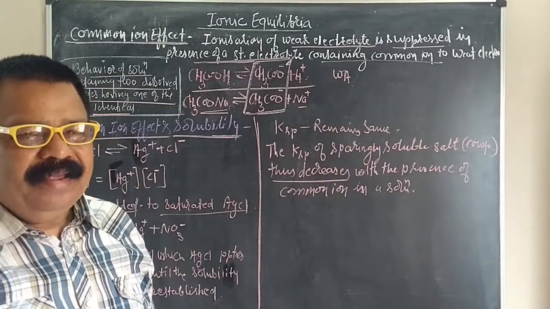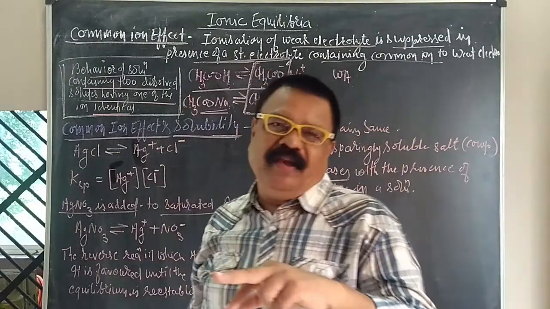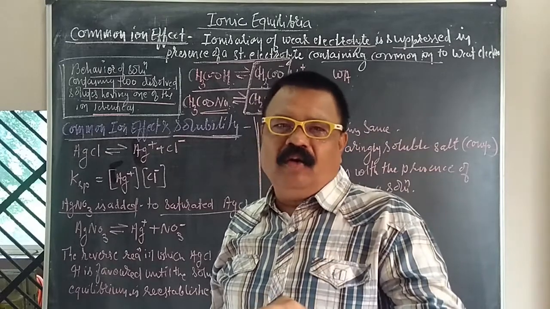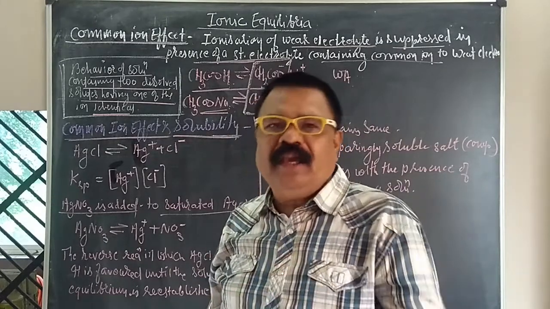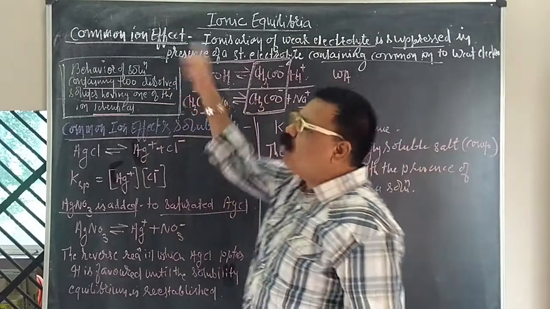Correct? समझ में आ रही है? So, when there are two types of solute, one is the weak electrolyte and the other is the strong electrolyte. In the presence of the strong electrolyte, the ionization of the weak electrolyte is suppressed by the common ion. That is the definition of the common ion effect.